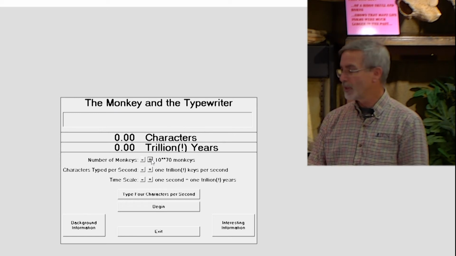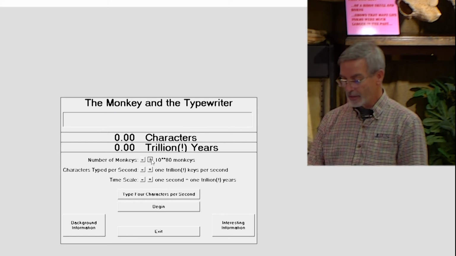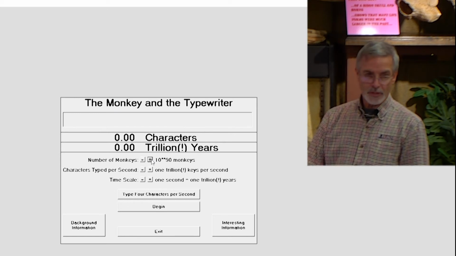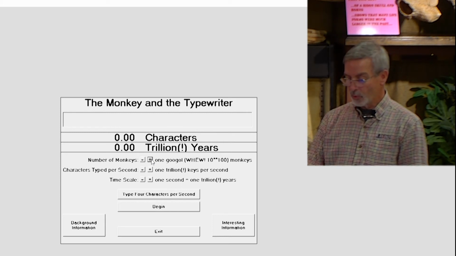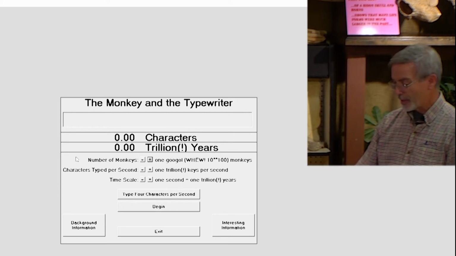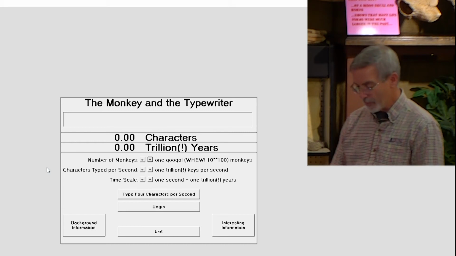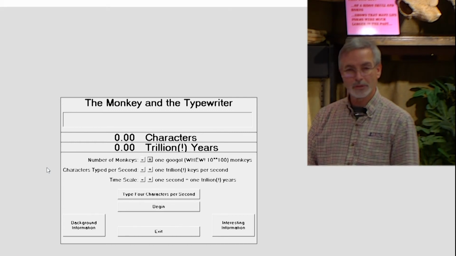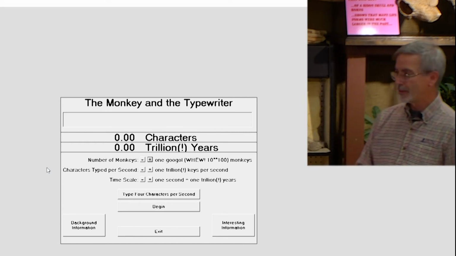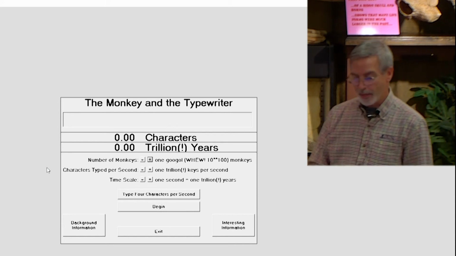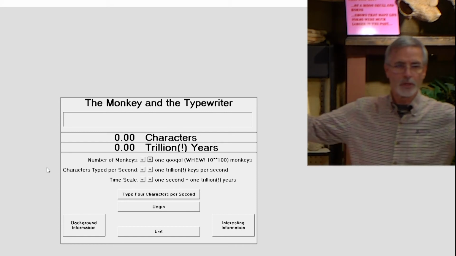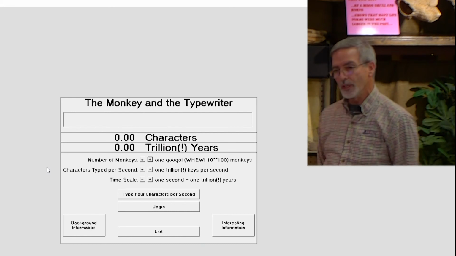We skip over 10 to the 70th, 10 to the 80th, 10 to the 90th, and what comes after that? 10 to the 100th, which is called a googol. I don't know if you knew that. It's spelled different than the Google search engine, but that's what a googol is. Some guy in the early 1900s made that name up. A googol is the biggest number you could possibly think of anybody ever needing to know.